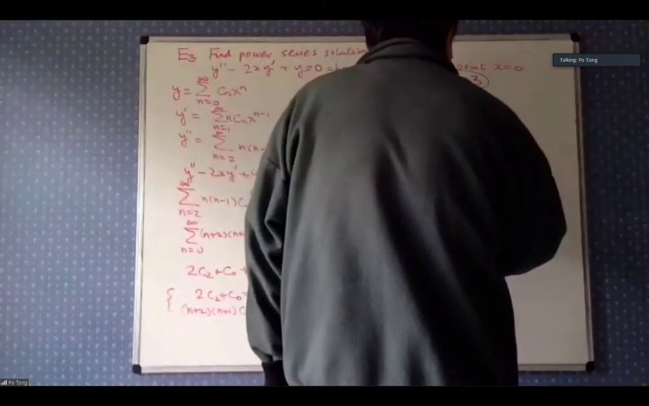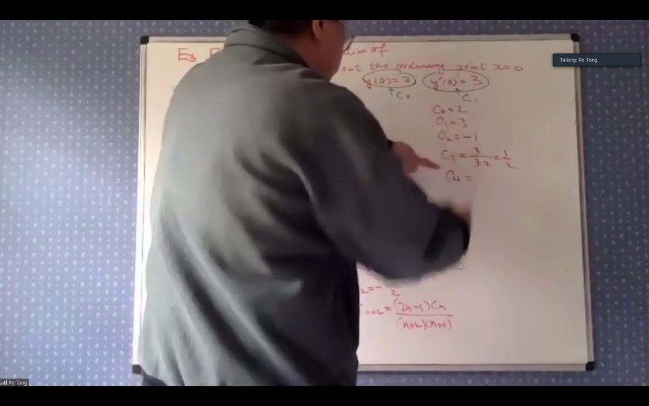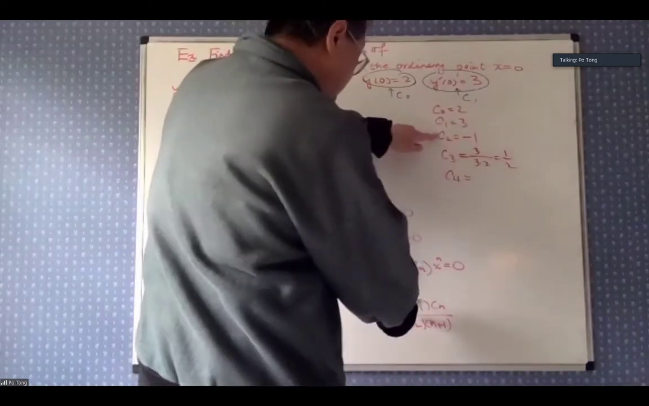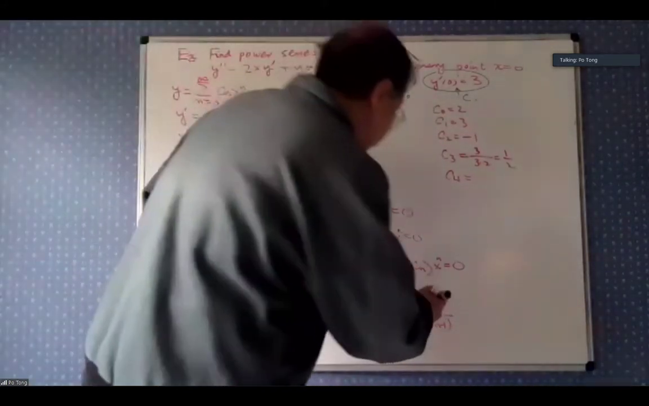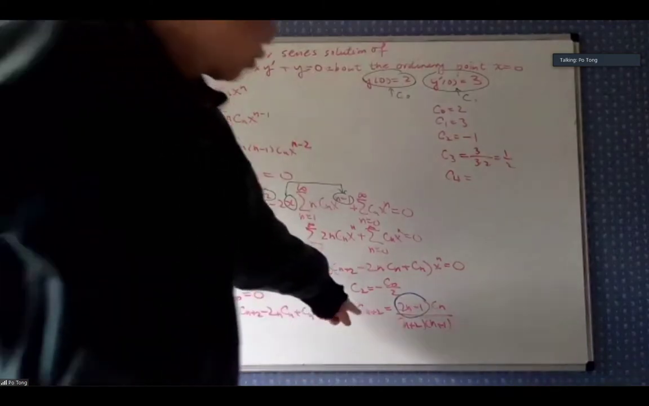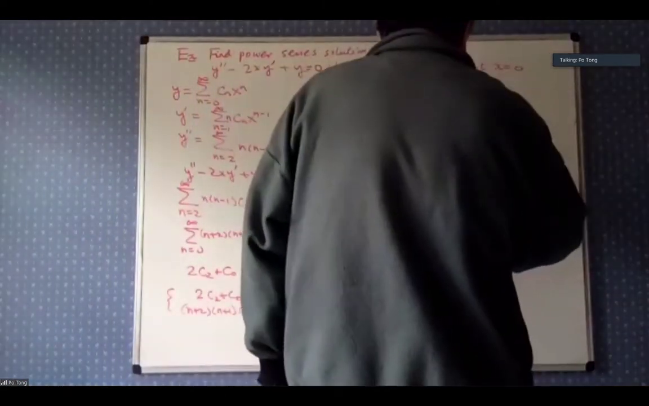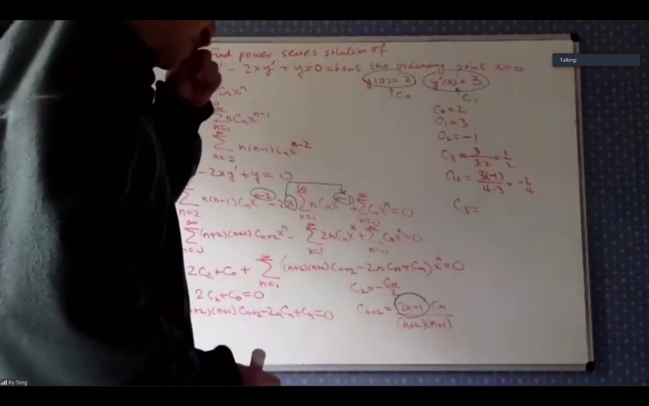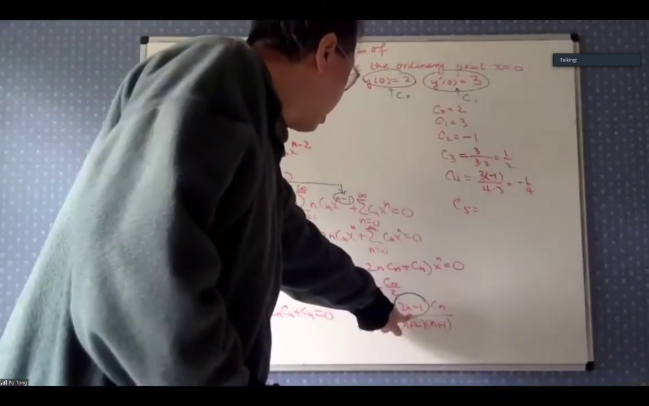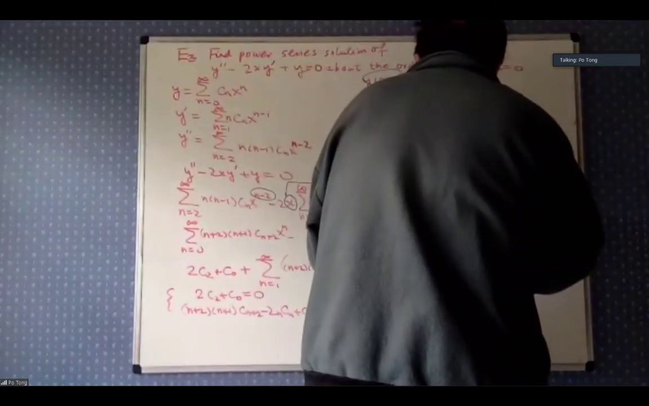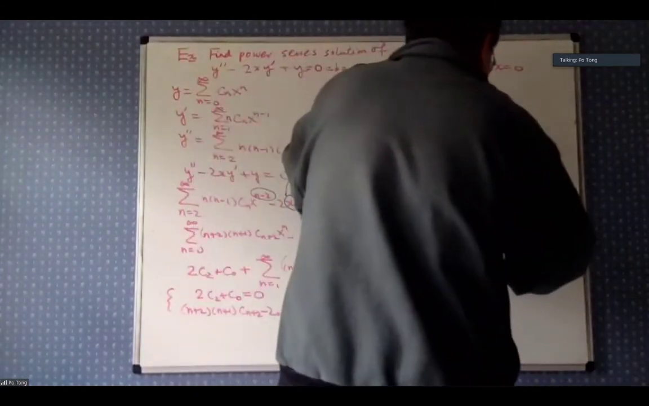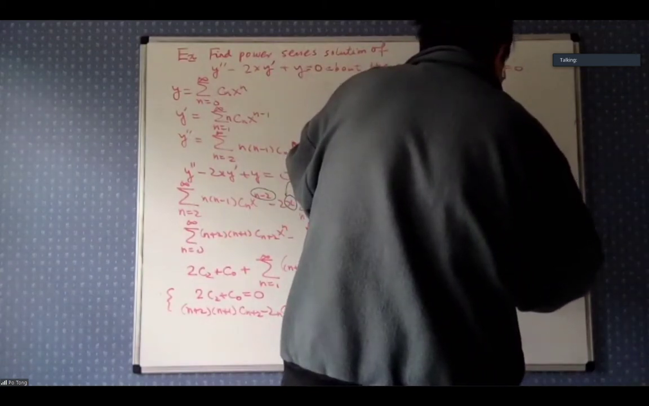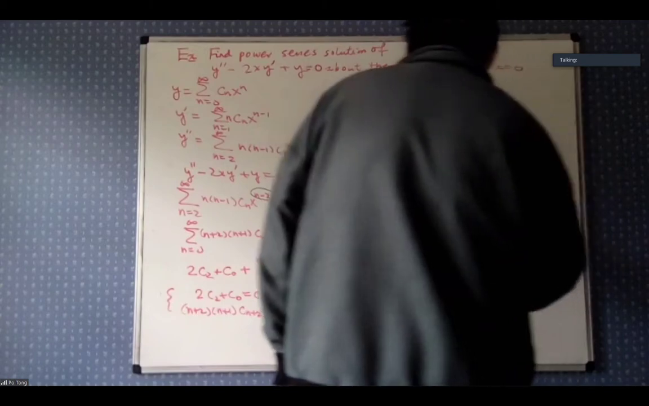Okay, good. So C4. Now C4 is related to C2. This is n equal to 2, so this will be 3 times C2 divided by 4 times 3. C5 is n equal to 3, so it will be 7 times C3, 7 times 1/2, divided by 5 times 4. Okay, 7 over 40. And you can keep going.